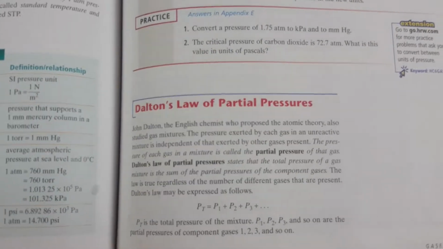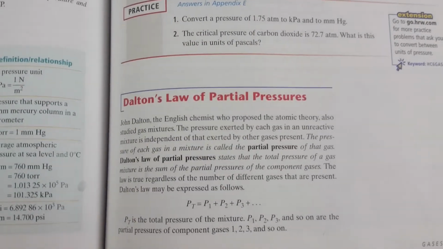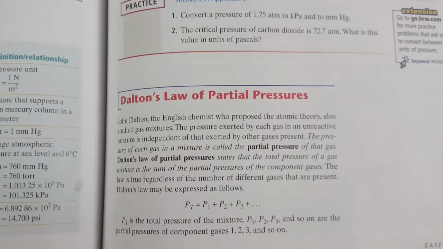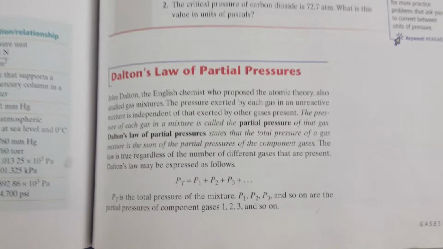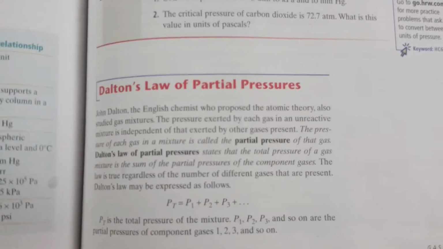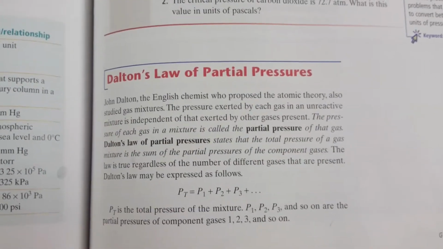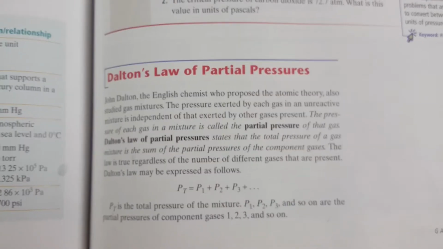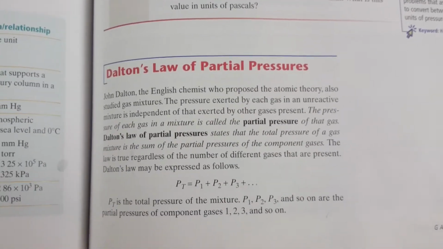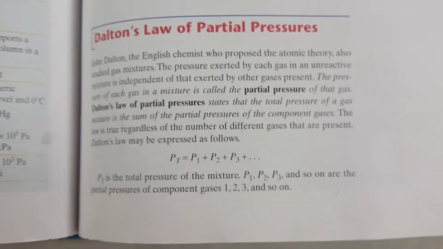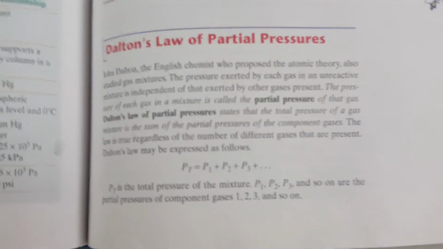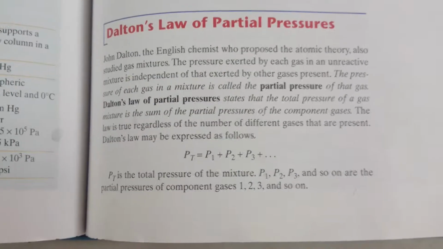Today I'm recording a short video on Dalton's law of partial pressures, and we know that a partial pressure is simply a pressure of a component gas in an overall mixture of gases. And Dalton's law of partial pressures states that the total pressure of a gas mixture is the sum of the partial pressures of the component gases. That can be represented by total pressure equals pressure 1 plus pressure 2 plus pressure 3 plus however many other component gases there are.